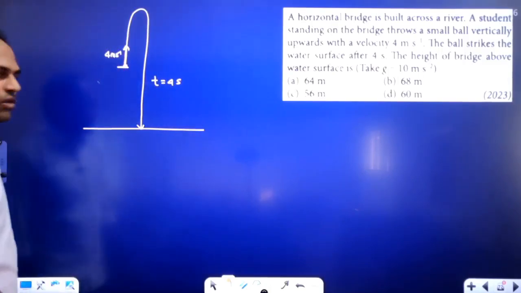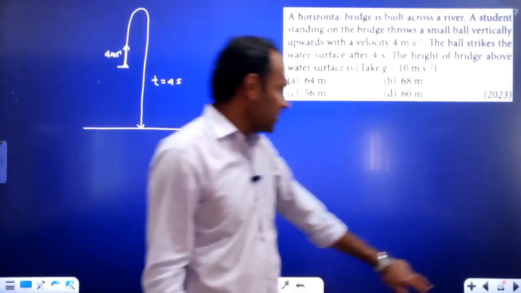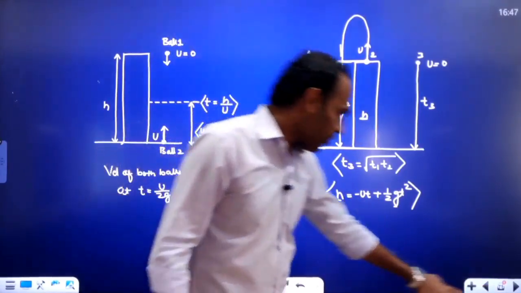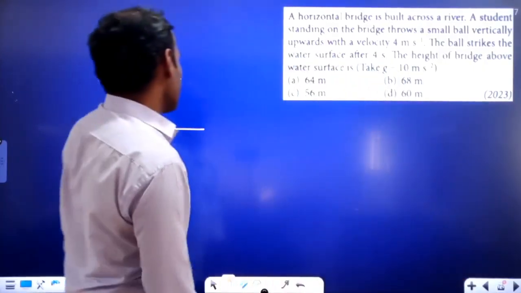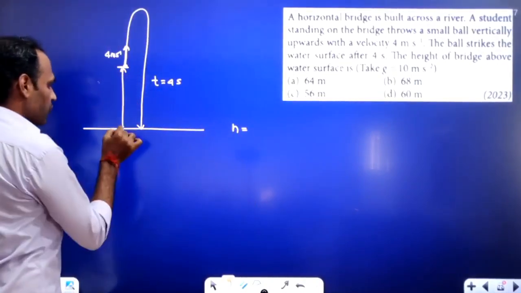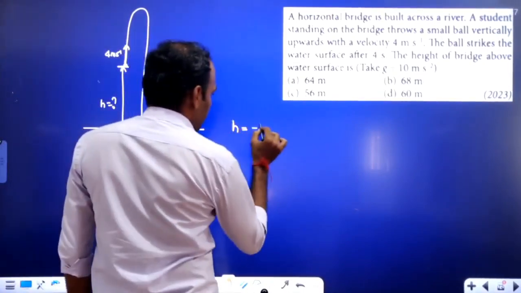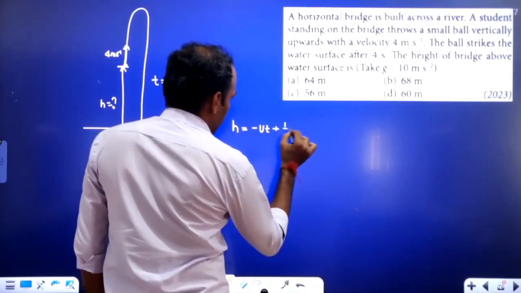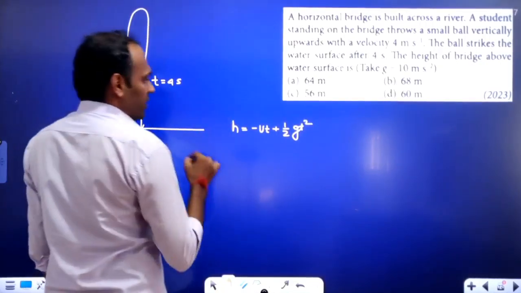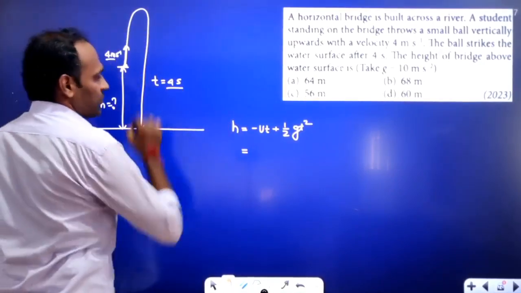4 seconds time at the. So it is the same case. Now we previously discussed the other case, the height of the bridge, height of the tower. So the formula is minus ut plus half gt square, right? So height of the bridge, this is what we have to calculate. So height of the bridge is minus ut plus half gt square. Okay, so we want h. Okay, u yesterday, u is 4 meters per second, time is 4 seconds.